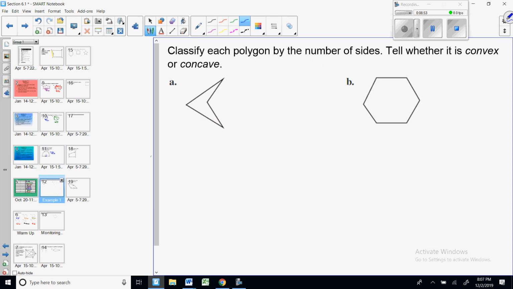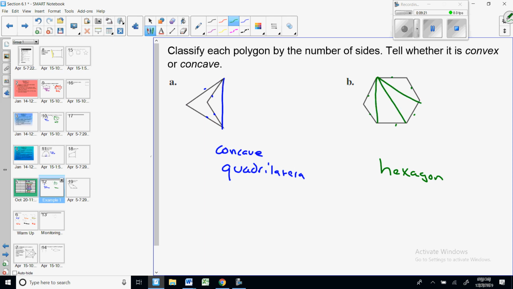What about letter A? Okay, again, diagonal can pass outside, so this is a concave. And if you count your sides, there are 4. It's a concave quadrilateral. And over here for letter B, there are 6 sides, so that's a hexagon. And again, if I were to draw my diagonals, you notice that my diagonals cannot pass outside of my shape, so that is a convex hexagon.